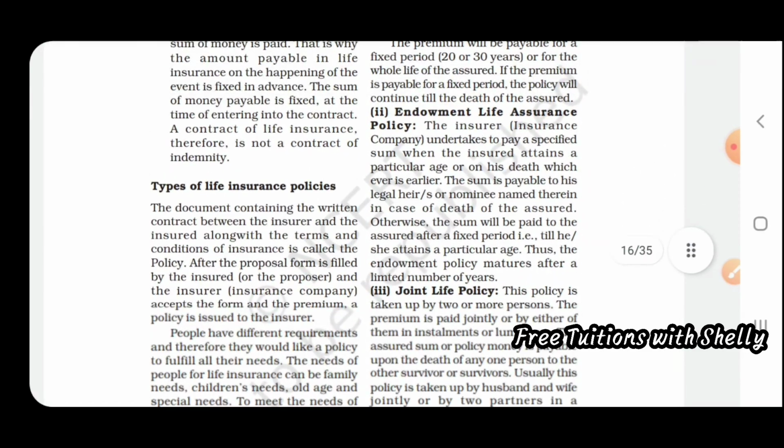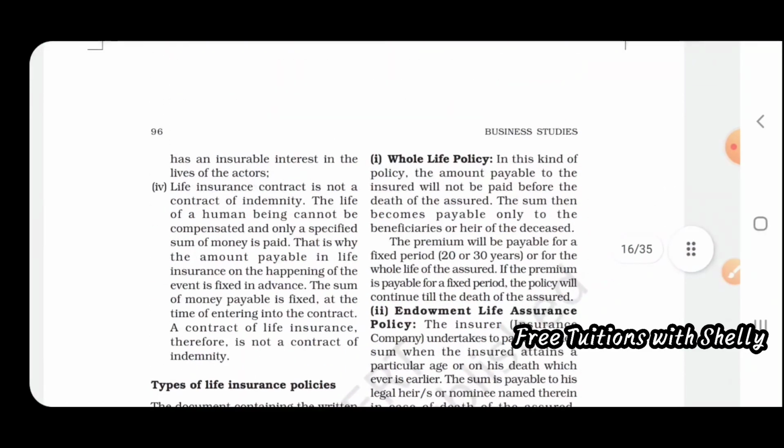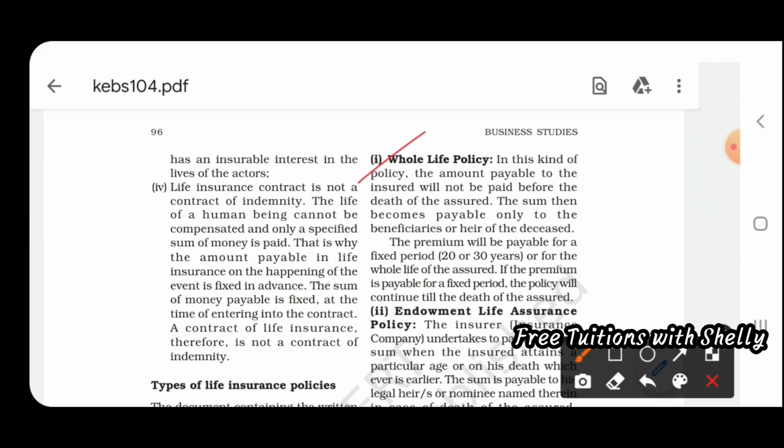Now we can look at the types of life insurance policy. The first one is whole life policy, that is for the whole life. In this kind of policy, the amount payable to the insured will not be paid before the death of the assured. That is, this whole life policy is for the entire life, so only after the death will you be receiving the policy amount. It cannot be paid before the death of the person.